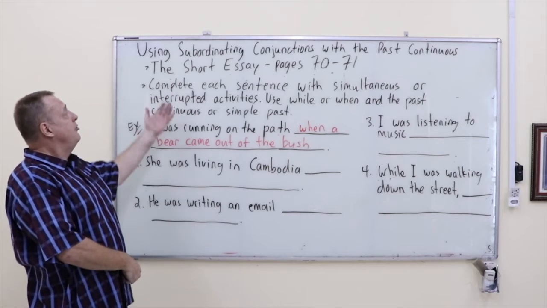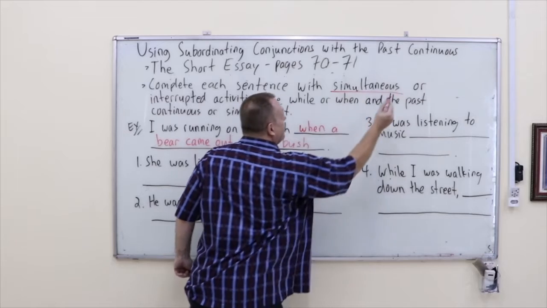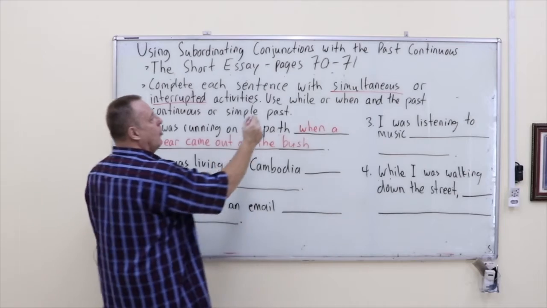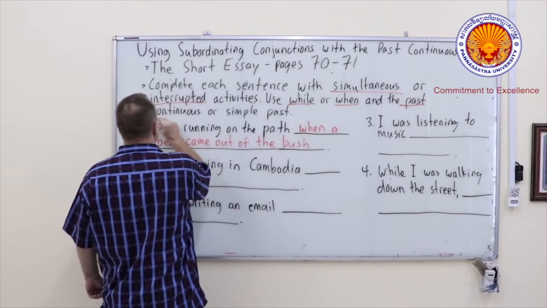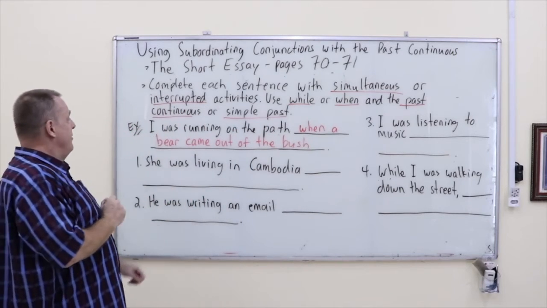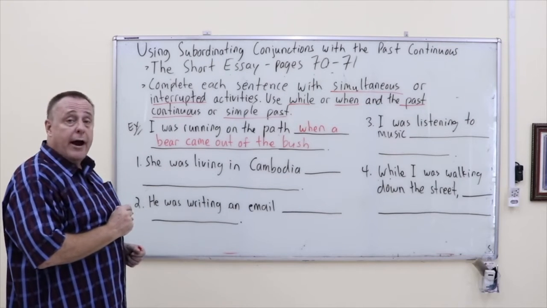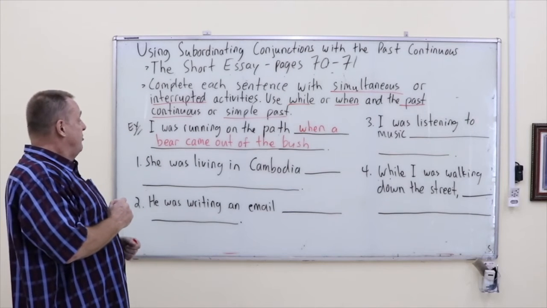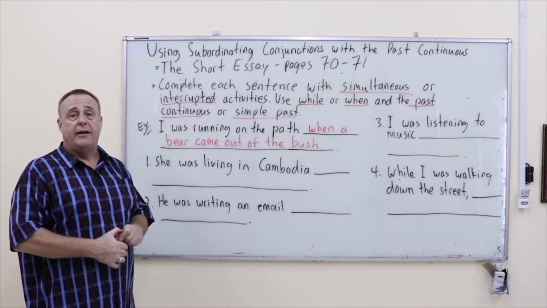So what we're going to do is you're going to complete each sentence with simultaneous or interrupted activities, okay, use while or when and the past continuous or simple past, okay? Let's look at the example I've done. We got, I was running on the path when a bear came out of the bush. So that would be an interrupted activity, okay? So let's spend a few minutes and I want you to do questions 1 to 4, please.